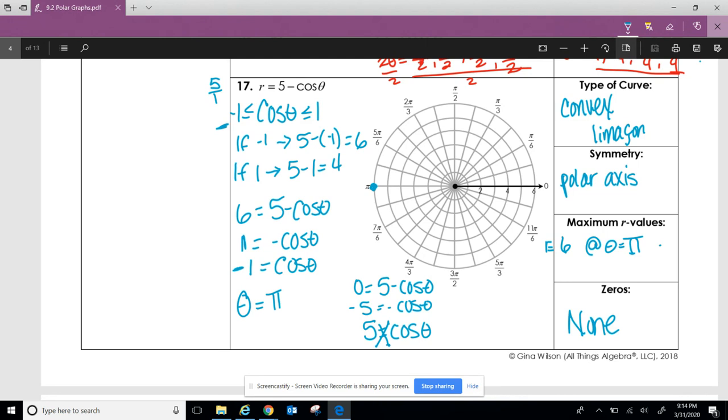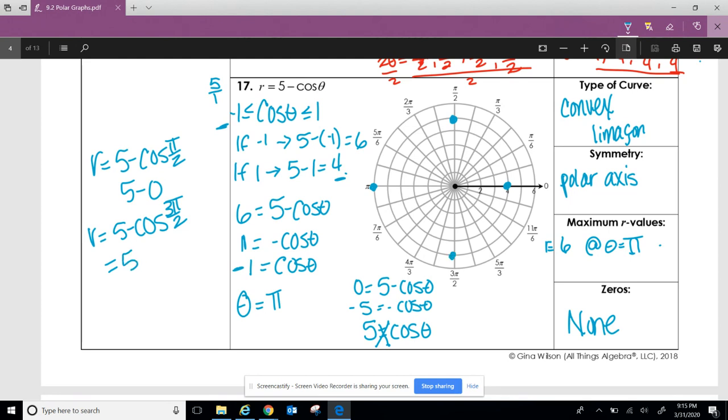We do have another point. We said if cosine theta was 1, our r value is at 4. Well, cosine theta is 1 when we're at 0. So we know at 0, our r value is 4. And then we could find, like, say, pi over 2 or 3 pi over 2 to find a couple other ones. So where would we be at, say, cosine pi over 2? Well, cosine of pi over 2 is 0, so this becomes 5 minus 0. So at pi over 2, we're at 5. Same thing for 3 pi over 2. 5 minus cosine of 3 pi over 2. What's cosine of 3 pi over 2? That's also 0, so we are also at 5 when we're at 3 pi over 2.